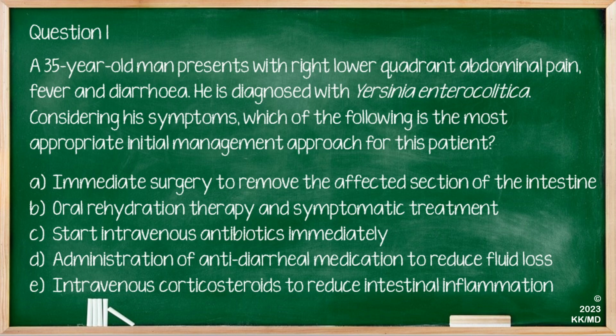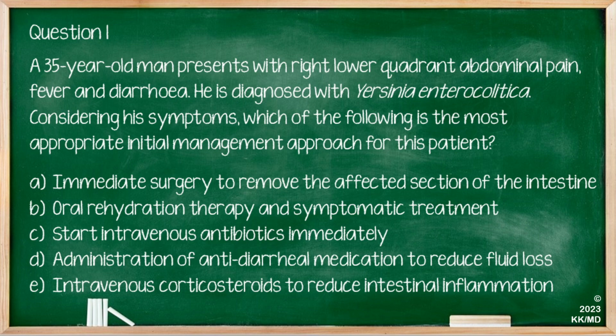Let's do some questions. A 35-year-old man presents with right lower quadrant abdominal pain, fever, and diarrhea. He is diagnosed with Yersinia enterocolitica. Considering his symptoms, which of the following is the most appropriate initial management approach for this patient? A. Immediate surgery to remove the affected section of the intestine. B. Oral rehydration therapy and symptomatic treatment. C. Start intravenous antibiotics immediately. D. Administration of antidiarrheal medication to reduce fluid loss. E. Intravenous corticosteroids to reduce intestinal inflammation.